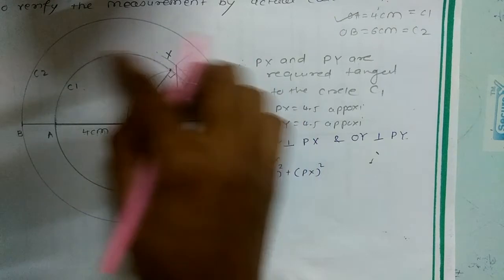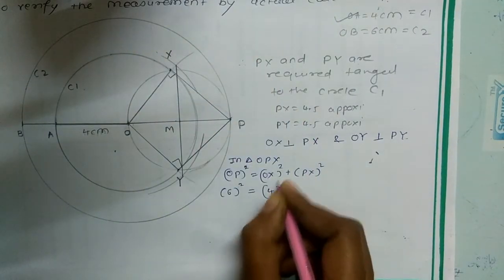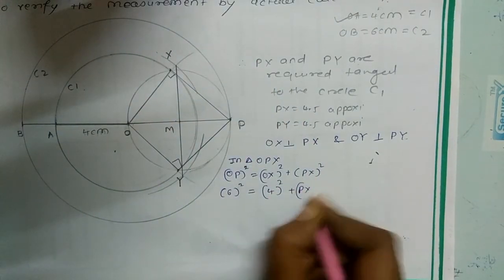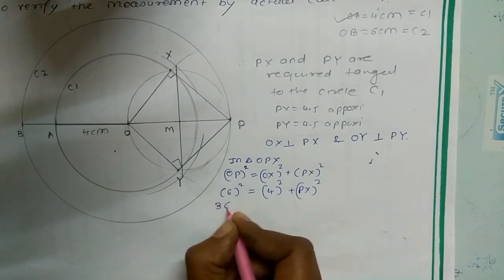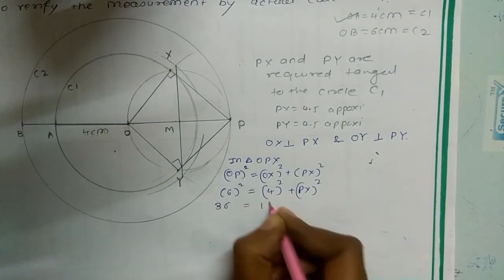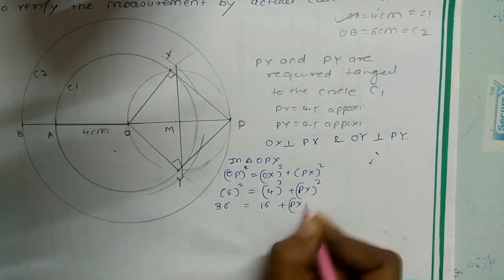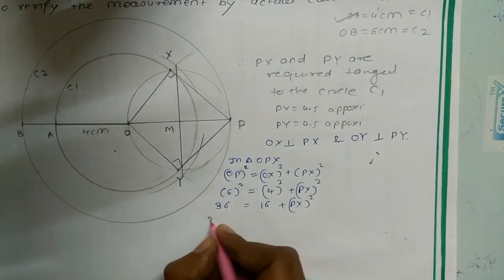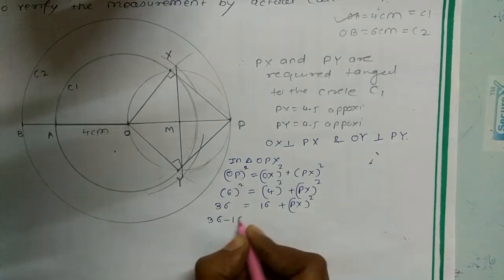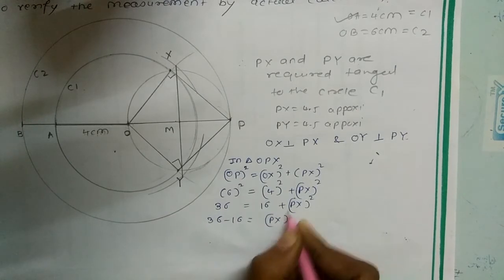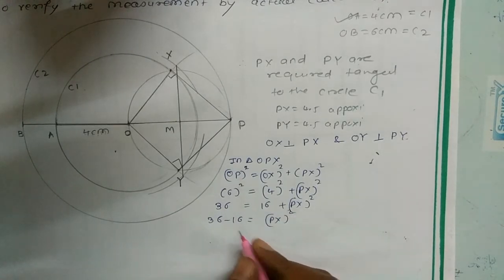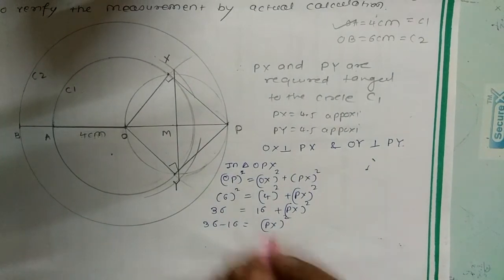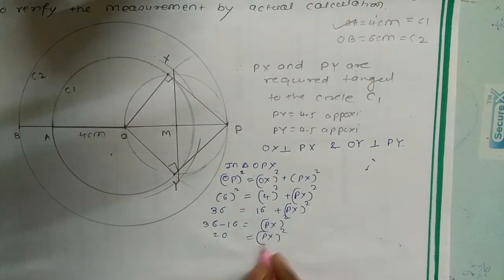OX is the radius of C1, that is 4 square, plus PX square. So 36 equals 16 plus PX square. To find PX, we'll bring this 16 this side, so 36 minus 16 equals PX square. So here we'll get 20 equals PX square. We want PX, so root 20 equals PX, because the square will come this side.